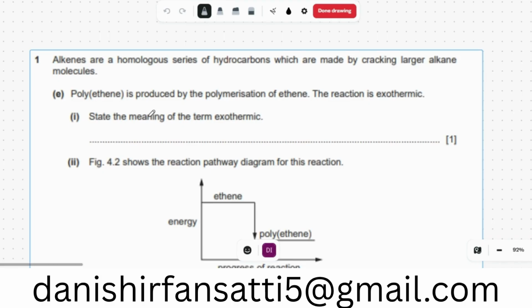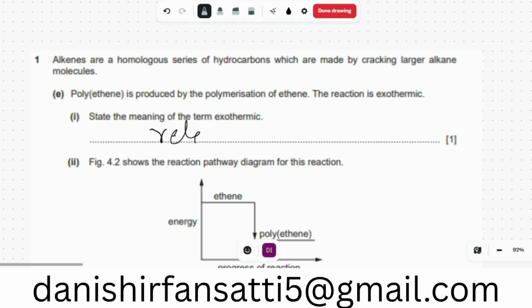Simply, thermal energy is released in the reaction and transferred to the surroundings. It is a reaction that transfers thermal energy, or a reaction that gives out heat. There are different definitions of exothermic. The simple one is release of heat after reaction.